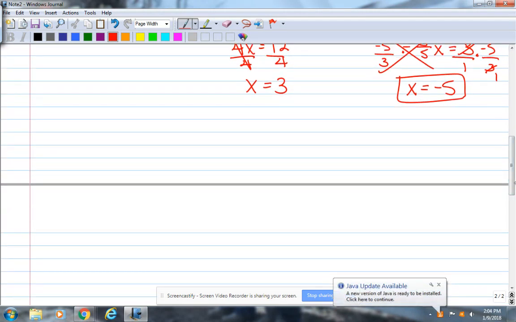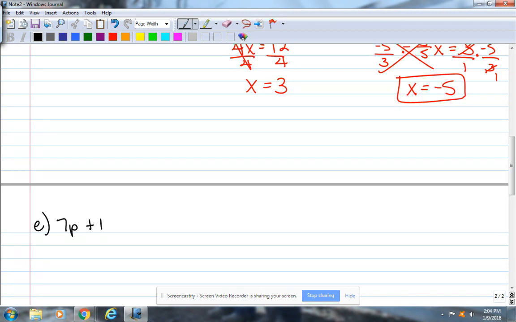All right, let's go to some where we have variables on different sides of the equal sign. Example E, 7p plus 13 equals 9p minus 5. 7p plus 13 equals 9p minus 5.